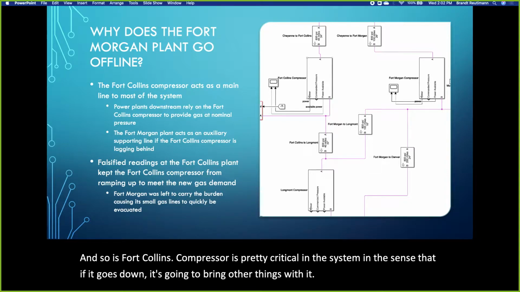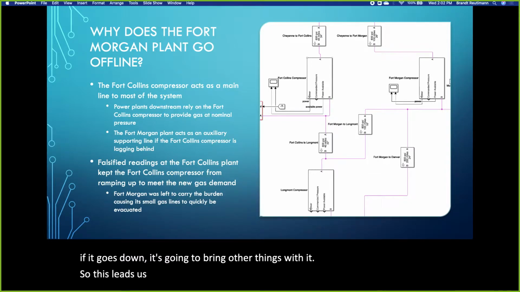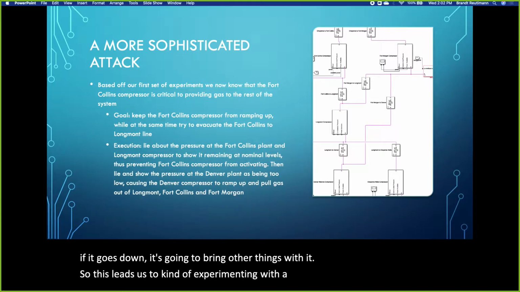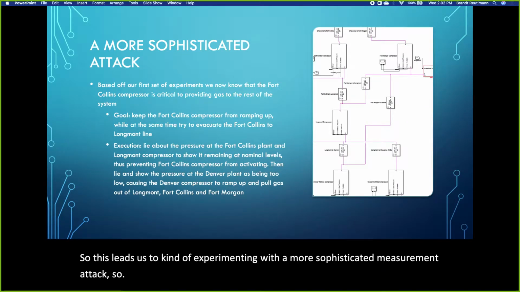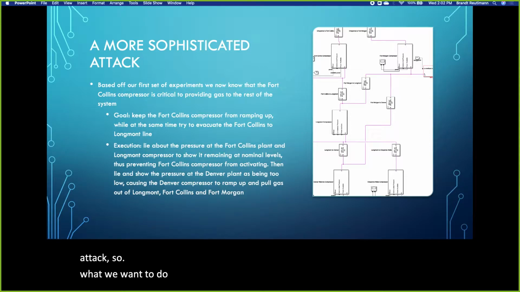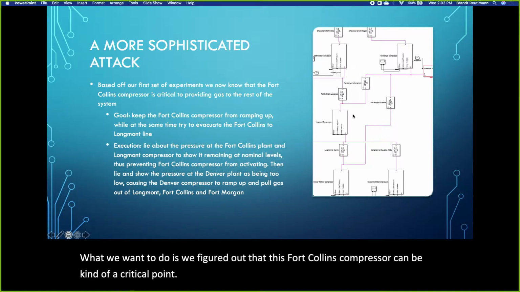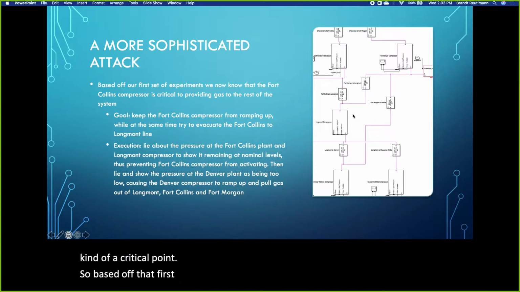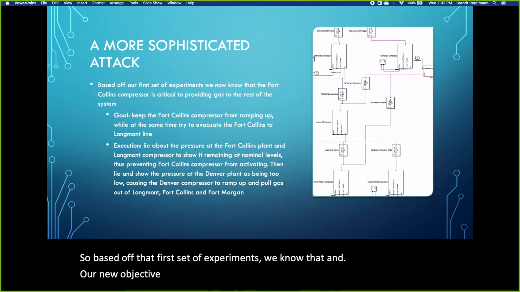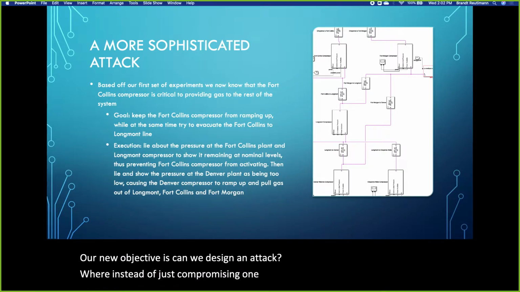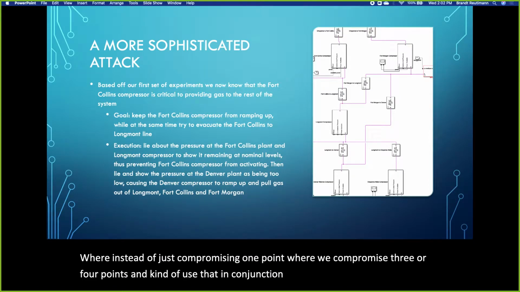So this leads us to experimenting with a more sophisticated measurement attack. What we figured out is that this Fort Collins compressor can be a critical point. Based off that first set of experiments, our new objective is: can we design an attack where instead of just compromising one point, we compromise 3 or 4 points and use that in conjunction to cause a failure to occur more rapidly.